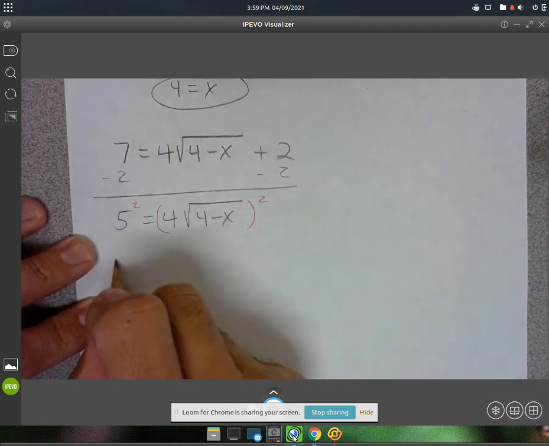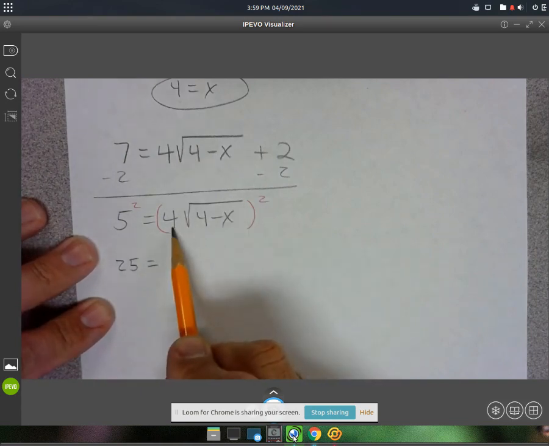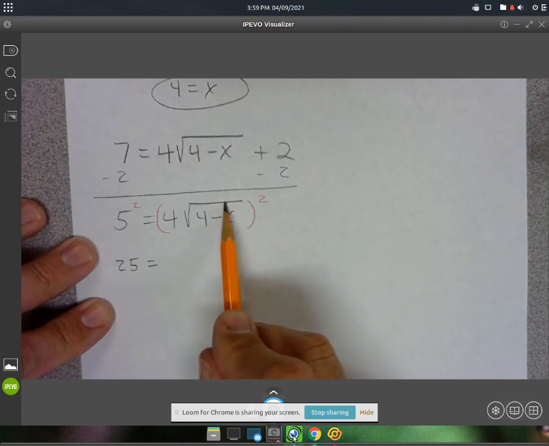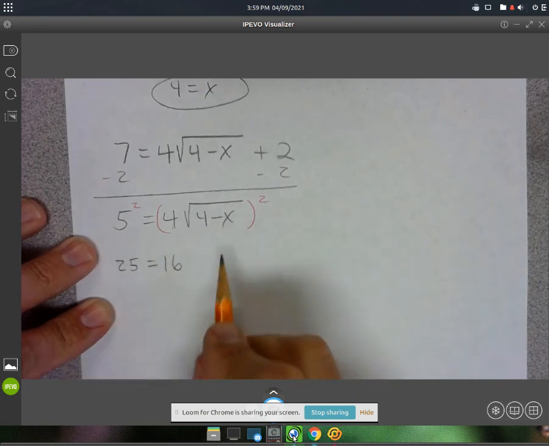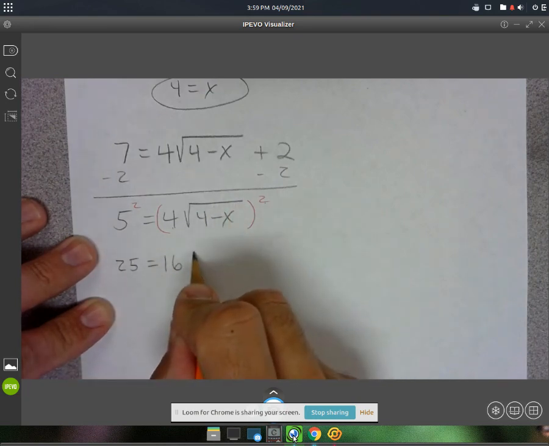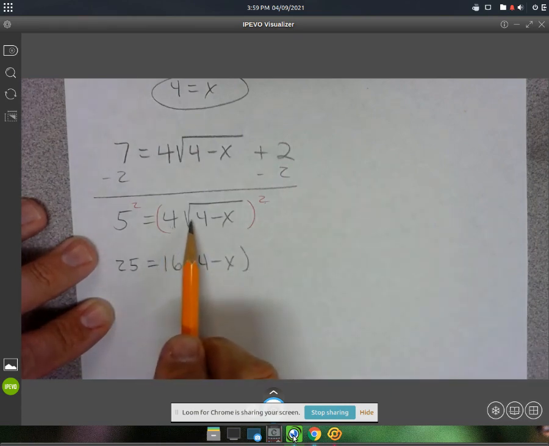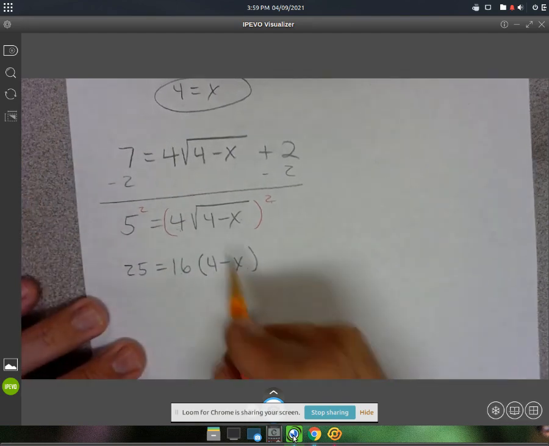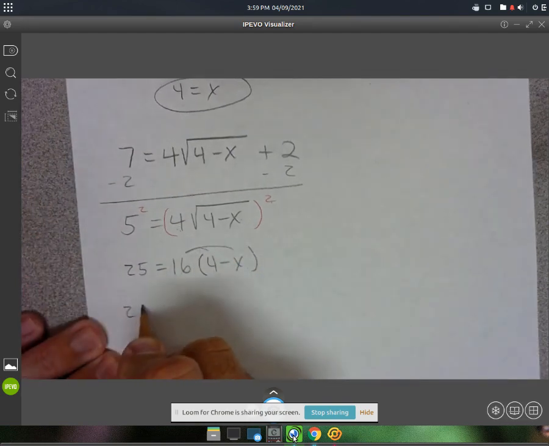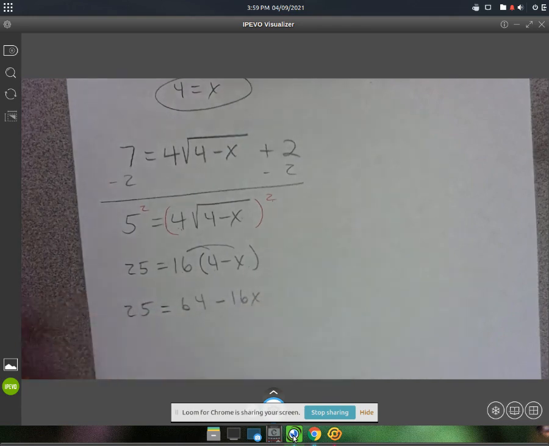All right, of course, 5 squared is 25. On the right, we're going to square the 4, and we're going to square the square root part. So it's going to be 4 squared is 16. And then when you square that part, you're just left with the 4 minus x. But because the 4 was being multiplied by this whole thing, now it becomes 16 being multiplied by that whole thing. So I'm going to end up distributing here. So distribute. 25 is equal to 64 minus 16x.